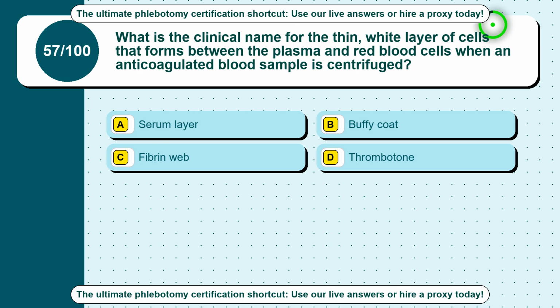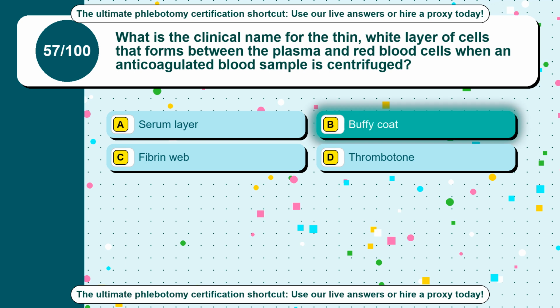Question 57. What is the clinical name for the thin, white layer of cells that forms between the plasma and red blood cells when an anticoagulated blood sample is centrifuged? Option A. Serum layer. Option B. Buffy coat. Option C. Fibrin web. Option D. Thrombotome. The correct answer is option B.